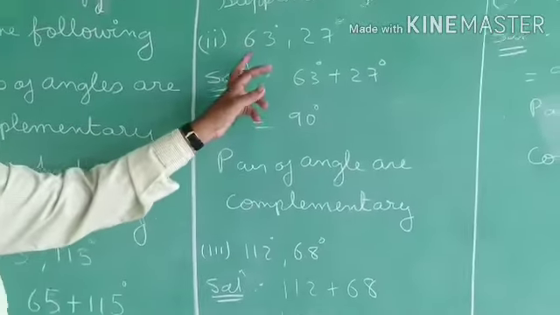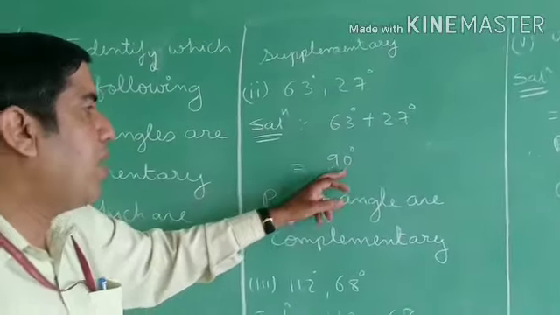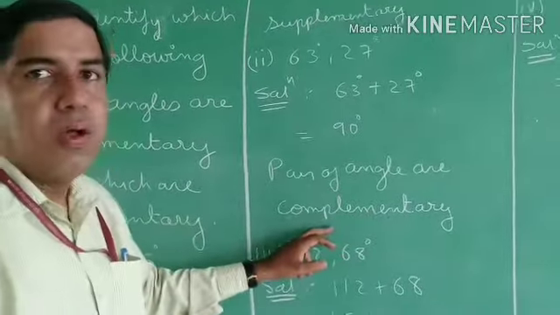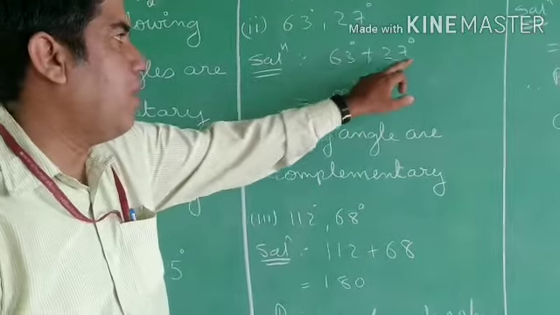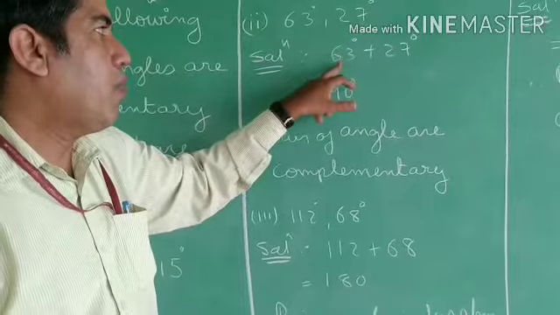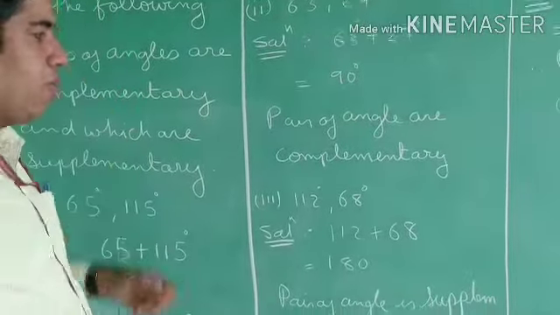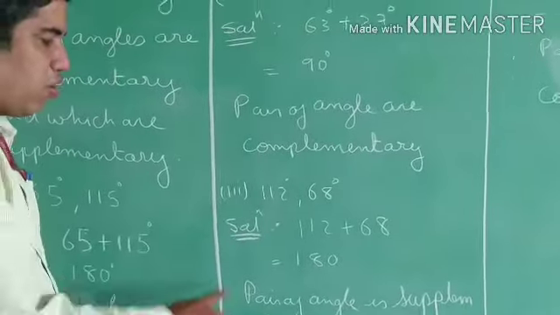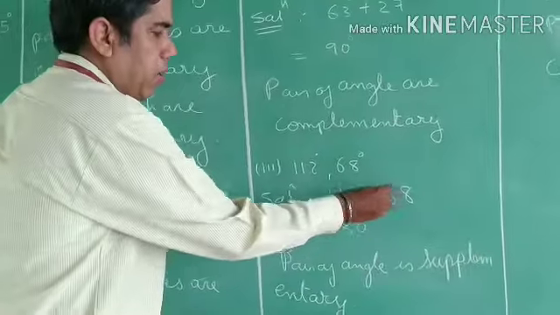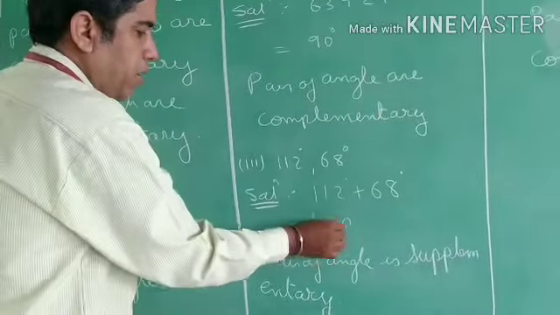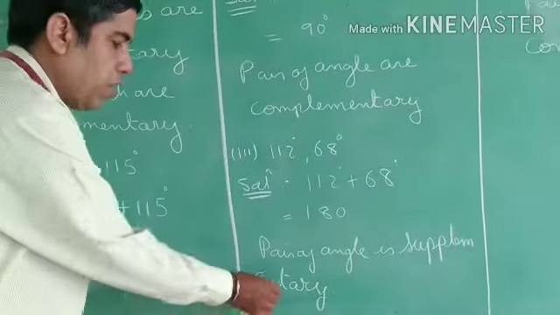Now next, second part, 63 plus 27. So what is the answer? It is 90. The pair of angles are complementary. 3 plus 7, 10, 1 carry, and so it comes here 7, 7 plus 2, 9. So it becomes 90 degree. So the answer is complementary. Now third part, it is 112 degree plus 68. So it comes here 180 degrees as the answer, and so the pair of angles is supplementary. You can see the answer here.